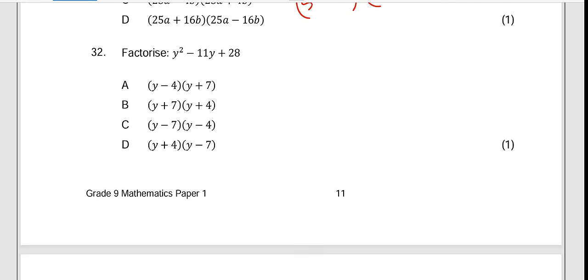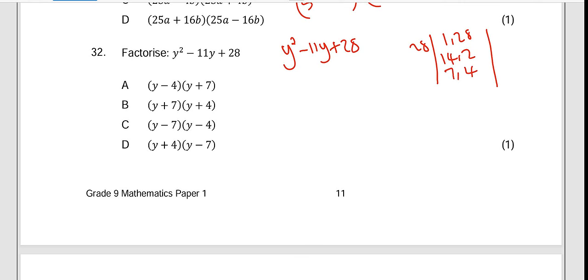Number 32, factorize. Now this is a trinomial, guys. Y squared minus 11y plus 28. The first thing that we're going to do is look for the factors of 28 first: 1 and 28, 14 and 2, and then 7 and 4. We're going to look for 2 numbers from this combination.